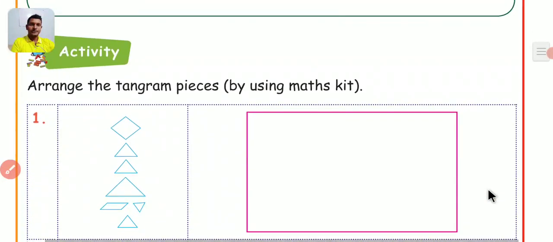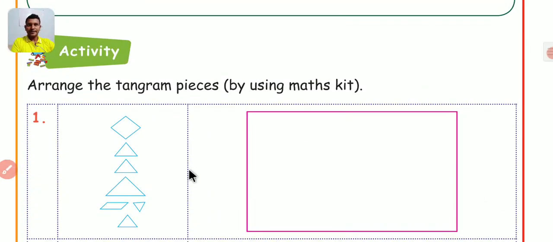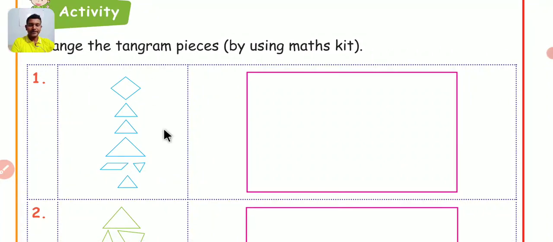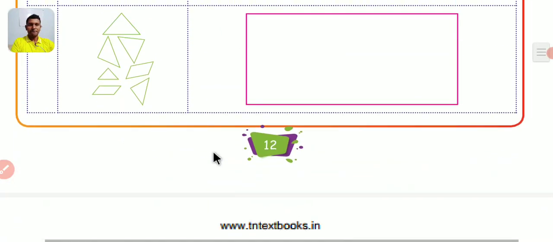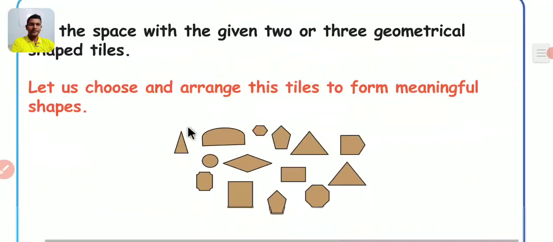Next, here they are giving the activity. Here they are giving the tangram pieces. By using these pieces, you have to arrange some shape here. You can arrange it in any shape. That's all.